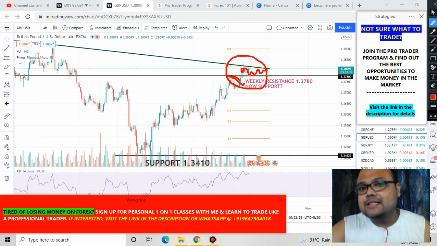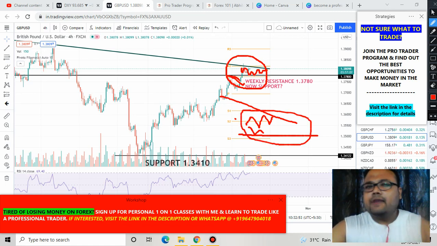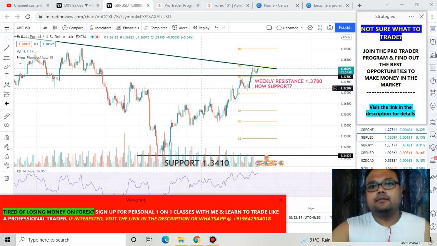GBP USD as long as the market is trading here, because we have a support which is not allowing the market to go down, and we have a resistance at the top which is not allowing the market to go up. Therefore the market is in a very tight, narrow range here. Are you getting my point? So what should be our strategy then?